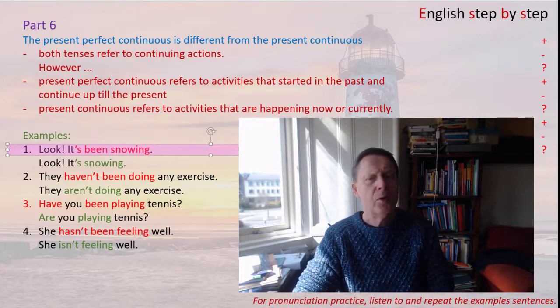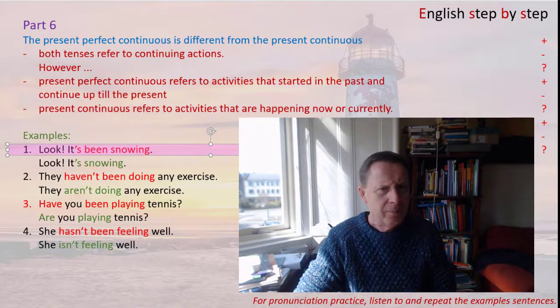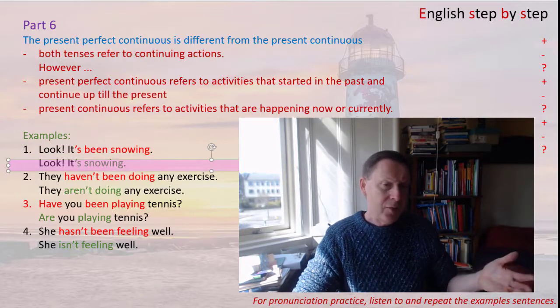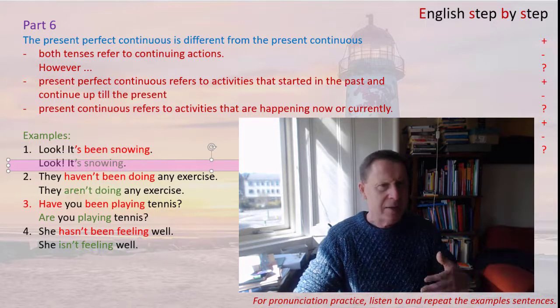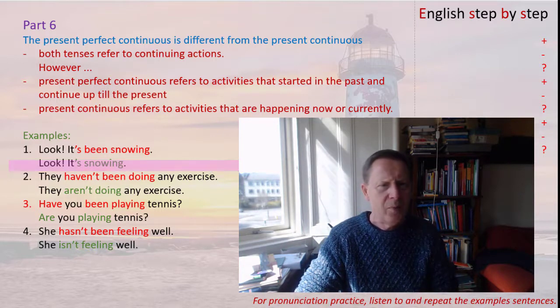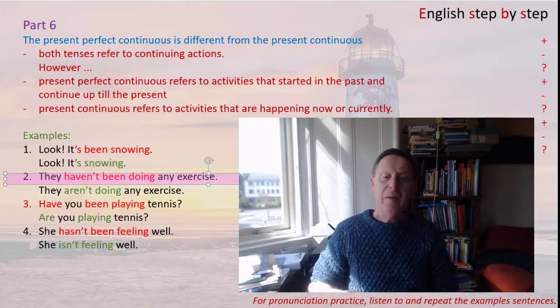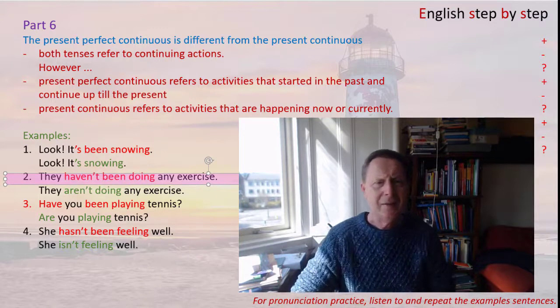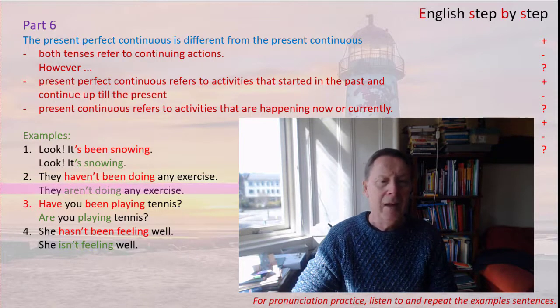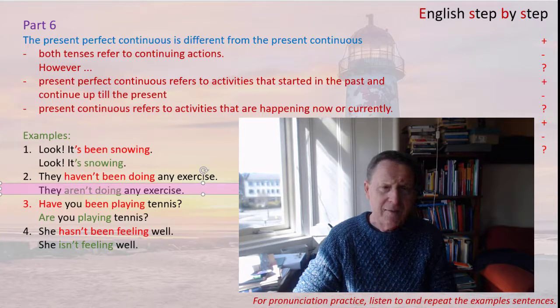Examples. Look, it's been snowing. Look, it's snowing. So the first sentence is the past and the present. The second one is only the present, or the current period. Number 2, they haven't been doing any exercise. They aren't doing any exercise.